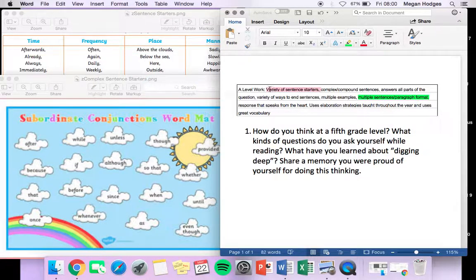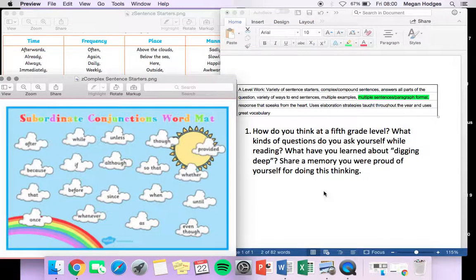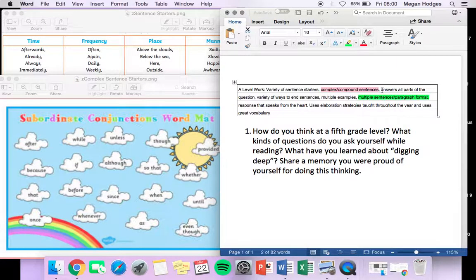I know that sentence starters is right here, and that different types of sentences, this is going to help me with that. I have the question typed, but you guys don't have to rewrite the question. I just have it here because it's easier for me to answer all parts of the question with that there. Okay. So I'm going to go ahead and show you that when I answer this question, I'm using these things to help me. So the question is, how do you think at a fifth grade level? What kinds of questions do you ask yourself while reading? What have you learned about digging deep? Share a memory you are proud of yourself for doing this thinking.